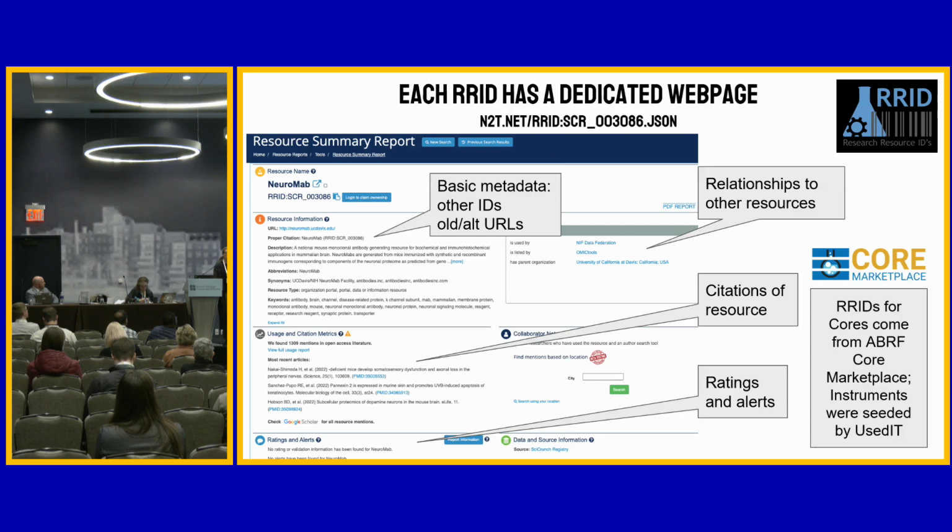They have some relationships to other core components, to the institution. They have a bunch of usage metrics, because we can text mine things like, hey, did you use a URL for this? Did somebody use an RRID for this? So we find that information. There are even ratings and alerts. And if it is a core, it also gets registered with the core marketplace.